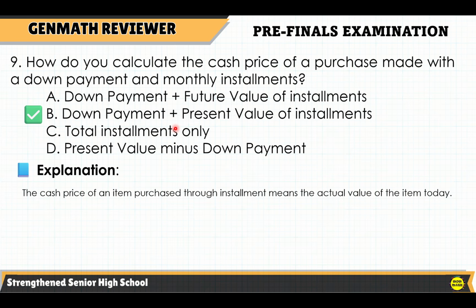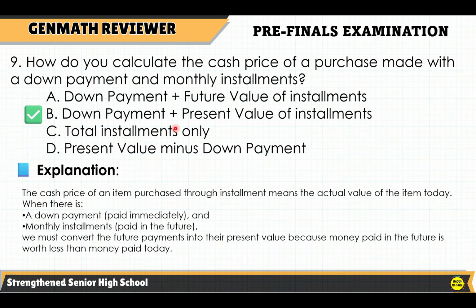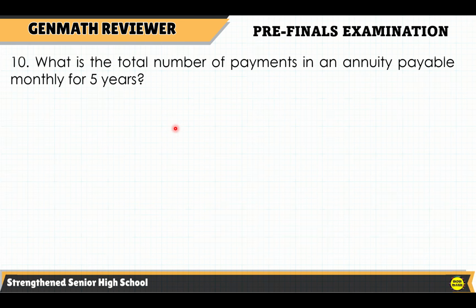So the reason: the cash price of an item purchased through installment means the actual value of the item today. When there is a down payment paid immediately and monthly installments paid in the future, we must convert the future payments into their present value, because money paid in the future is worth less than money paid today. So the concept is cash price is equal to the down payment plus the present value of installment.